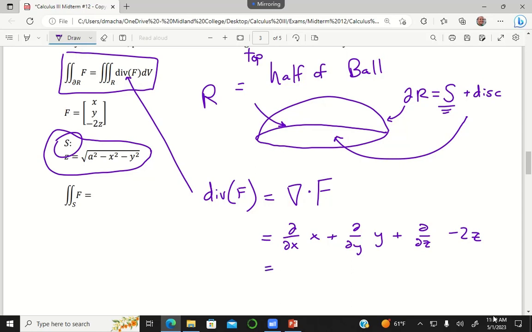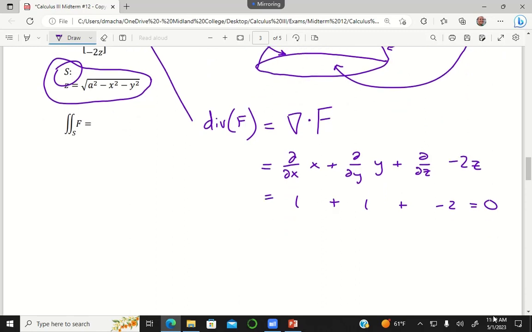So what is my divergence? Yeah, it's 1 plus 1 plus negative 2, which is 0, okay? So the integrand here of my triple integral is 0. We're talking about taking the triple integral over the region R of 0, and that is 0.